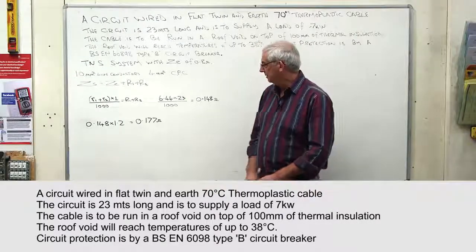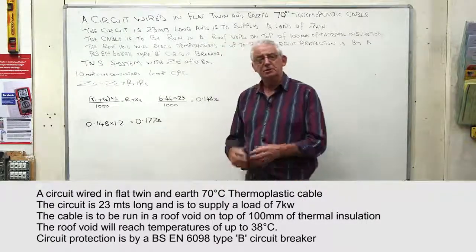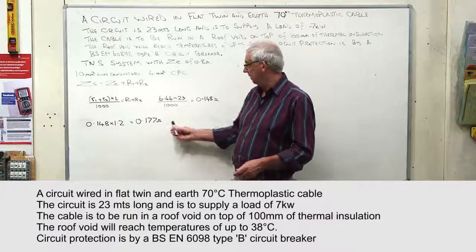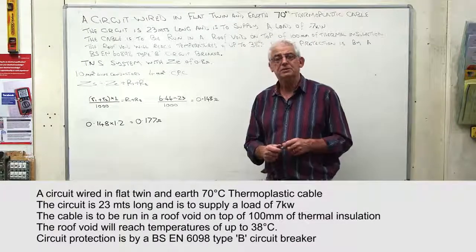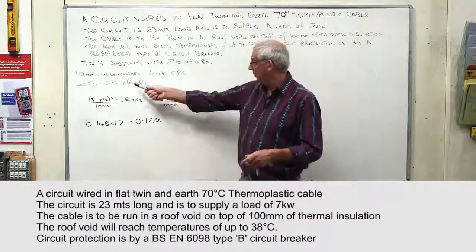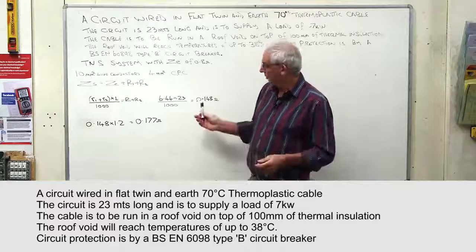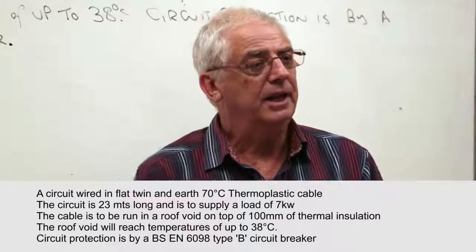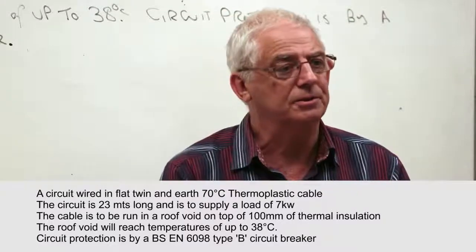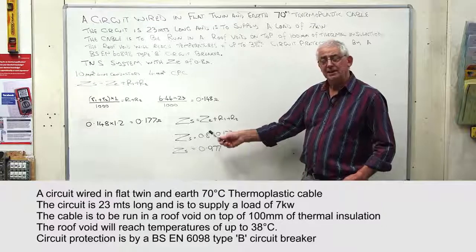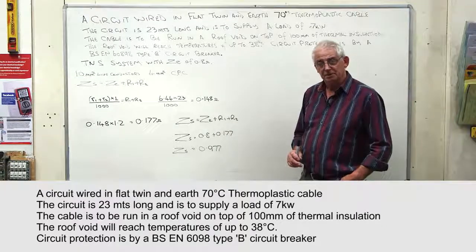If I multiply the resistance of the cable by 1.2 to take into account the rise in temperature, I end up now with a value of 0.177 ohms. And as we can see, this value would be my R1 and R2. All I need to do now is add it to Ze, and that will give me the Zs, the actual Zs of the circuit. We can see that Zs equals Ze plus R1 plus R2.